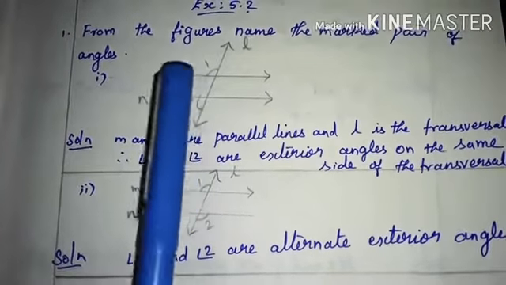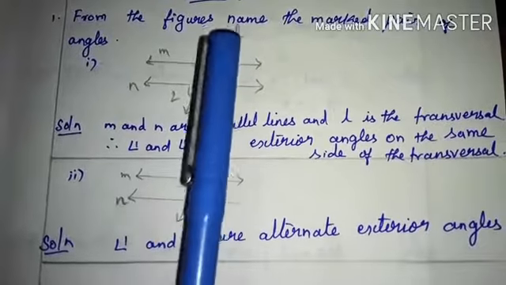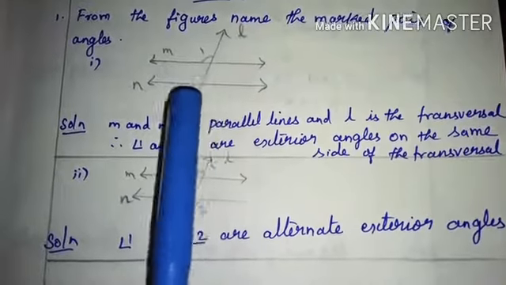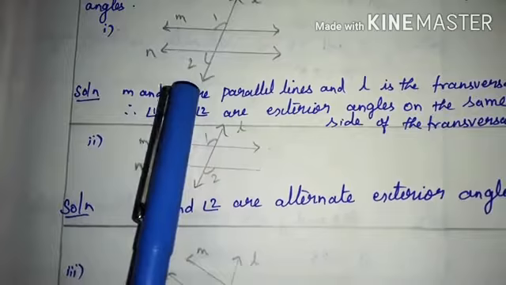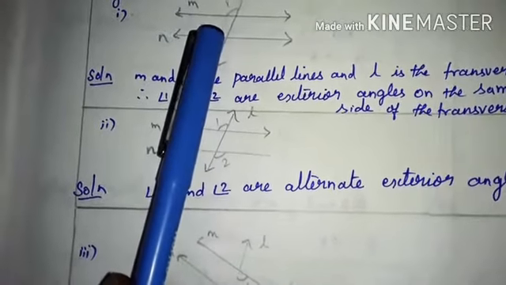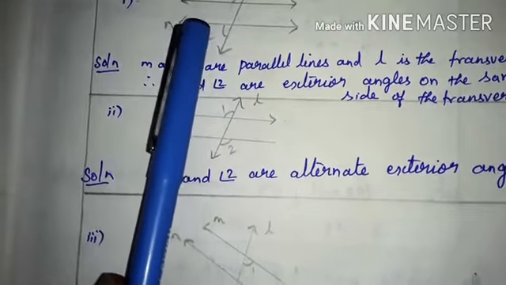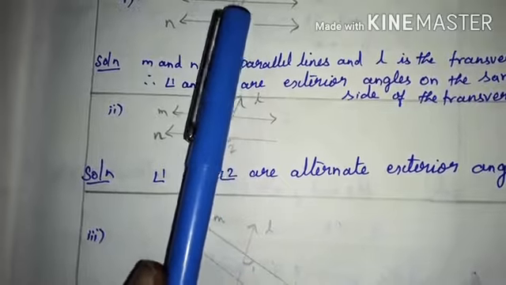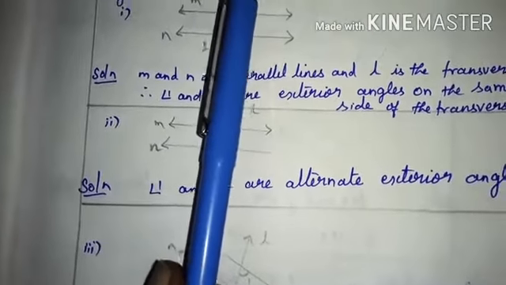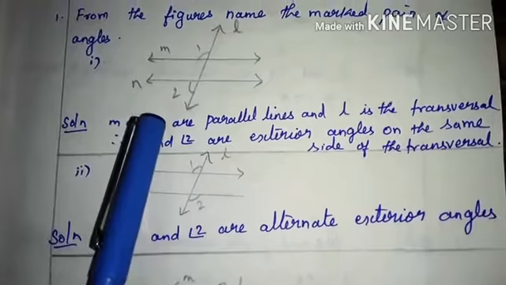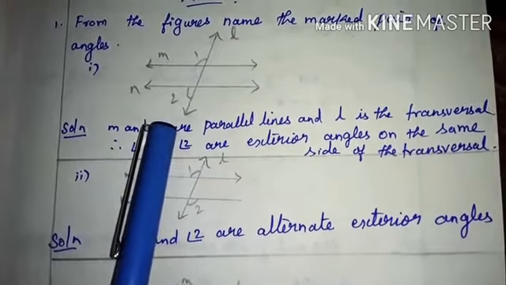Here they had given M and N as the parallel lines and L as the transversal. Angle 1 and angle 2 lie on the same side of the transversal, but they lie outside the lines M and N. Therefore, we can say that angle 1 and angle 2 are exterior angles on the same side of the transversal.